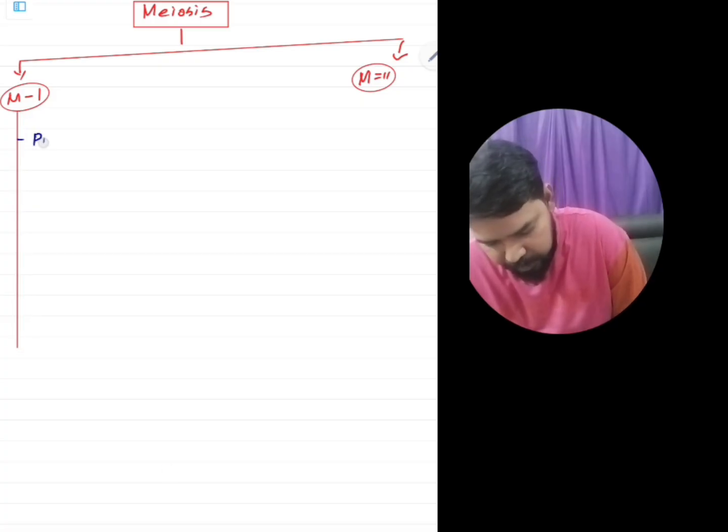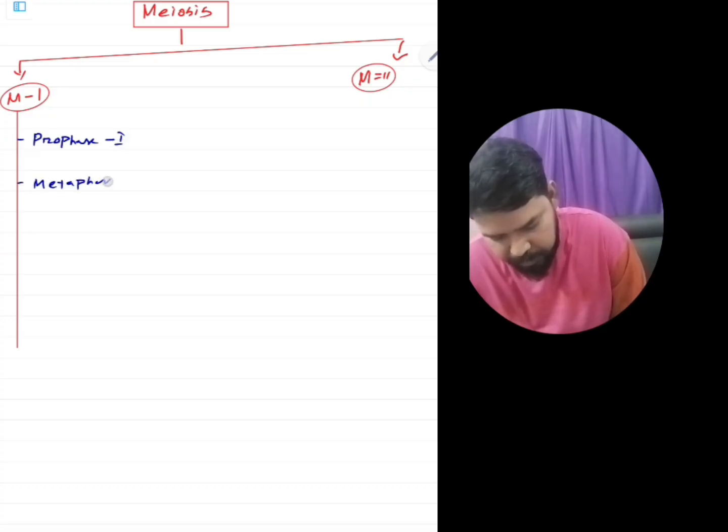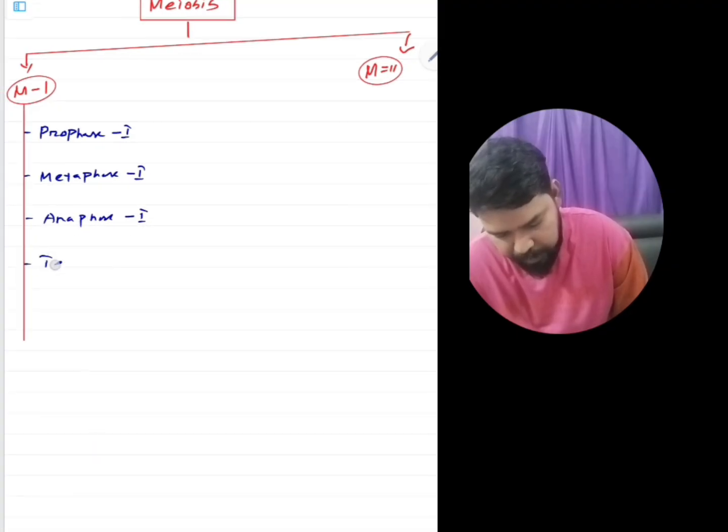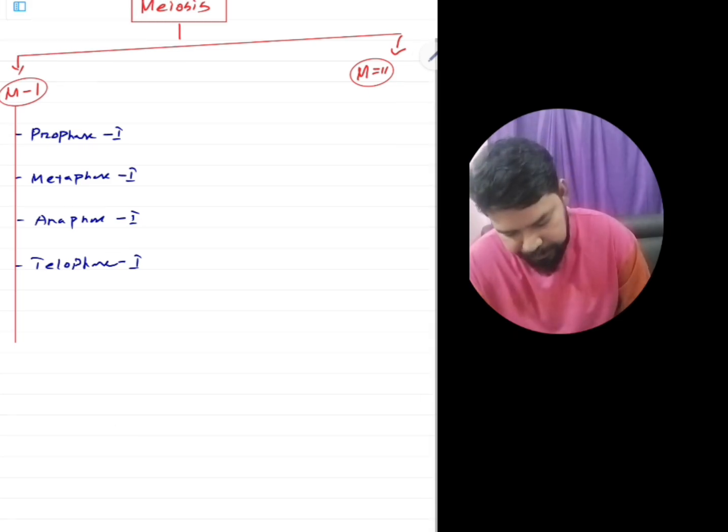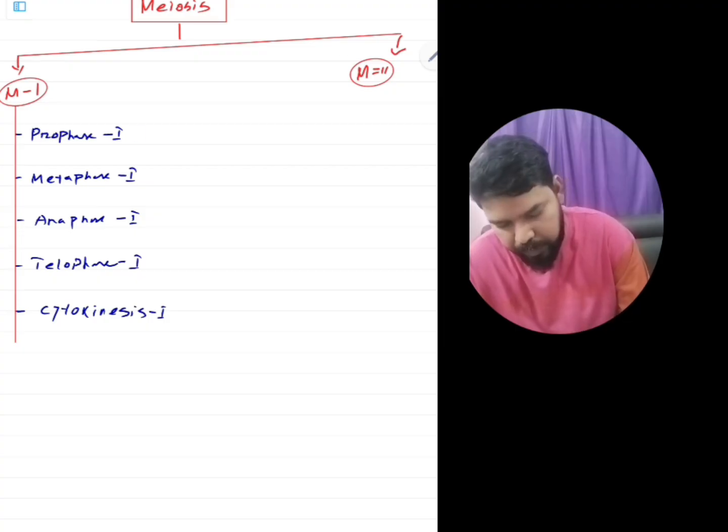Prophase 1, then metaphase 1, anaphase 1, telophase 1. We know what prophase, metaphase, anaphase, telophase are. These are the phases of karyokinesis. After that, cytokinesis 1. Now in this case, that prophase 1 is having some mystery.